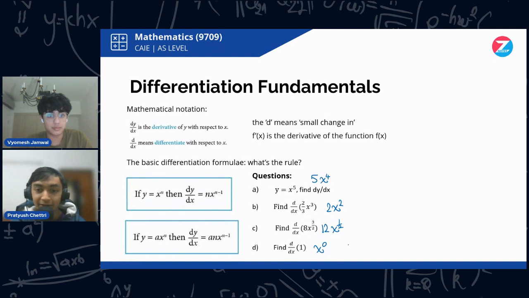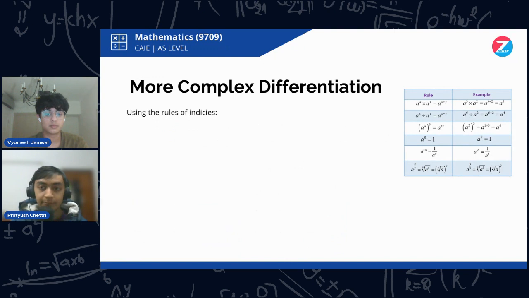And that means when we multiply it by 0 times x to the power minus 1, reduce the power. Well, 0 times anything is just 0, so it's just 0. So that means the derivative of a constant term without x in it is 0. Okay, that's the simple stuff. Now let's just look at a few more complicated indices rules.